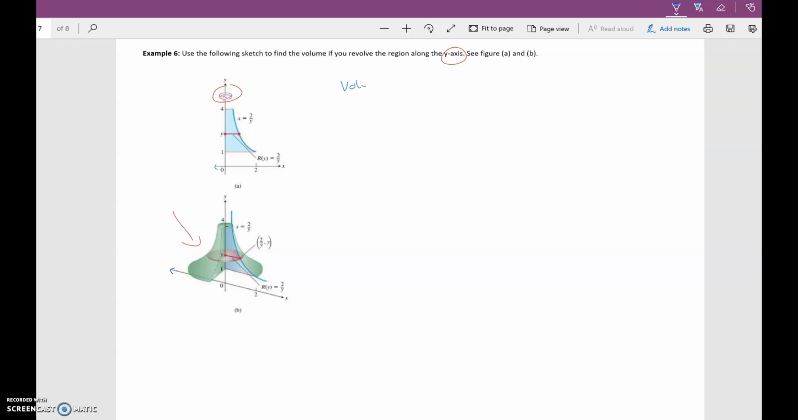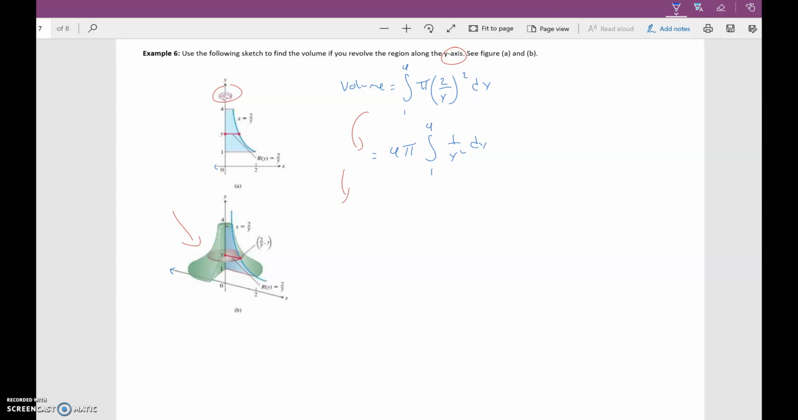So the volume is equal to the integral from 1 to 4 of pi, and they already solved the function, so this will be (2 over y) squared dy. Let me extract the 2. So I'm just going to rewrite it as 4 pi integral from 1 to 4 of 1 over y squared dy.